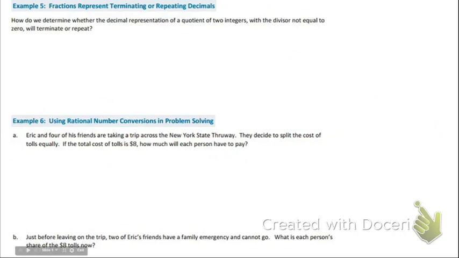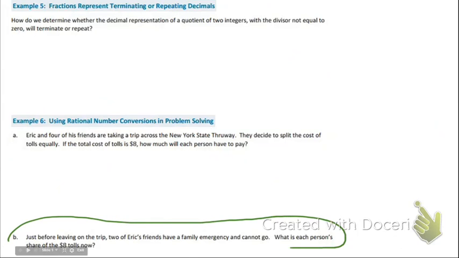Okay, so this letter B here, can't see it very well on my screen, but you have it right on your page as well. It says, just before leaving the trip, 2 of Eric's friends have a family emergency and cannot go. What is each person's share of the $8 tolls now? So we had 5 friends, now we have 3 friends only. Same idea here, we're going to divide 8 by 3.